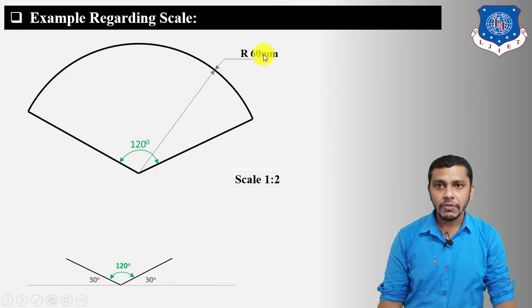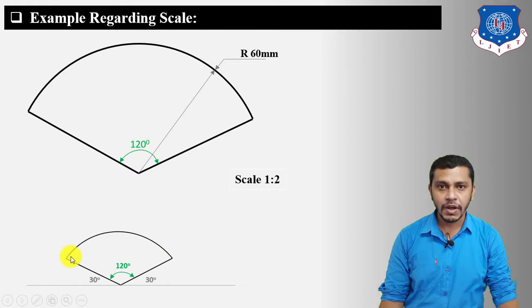Now we have to change the radius of the object from 60 to 30. So the drawing radius of this figure will be 30 mm. So draw the arc having radius equal to 30 mm, but here we have just applied the scale 1:2. So the drawing length will be half of the actual length, but we have to show the actual radius of the object, or the actual radius of the arc.